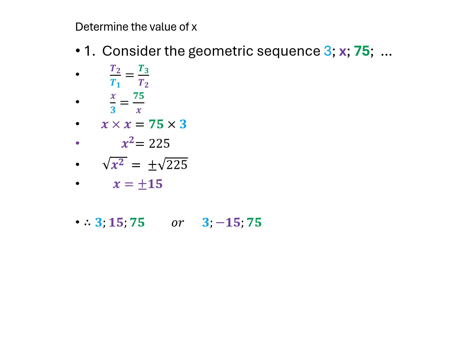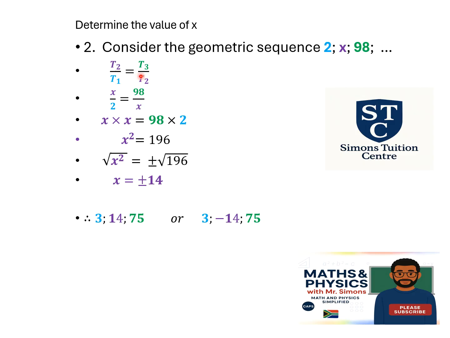And let's look at the second problem. Determine the value of x. Consider the geometric sequence 2, x and 98. Right, so from there I have term 2 over term 1 equal term 3 over term 2, meaning the common ratio must be the same for it to be a geometric sequence. So I have x divided by 2 equal 98 divided by x.